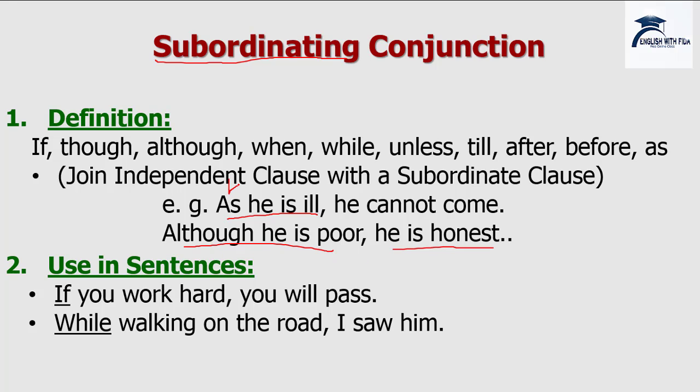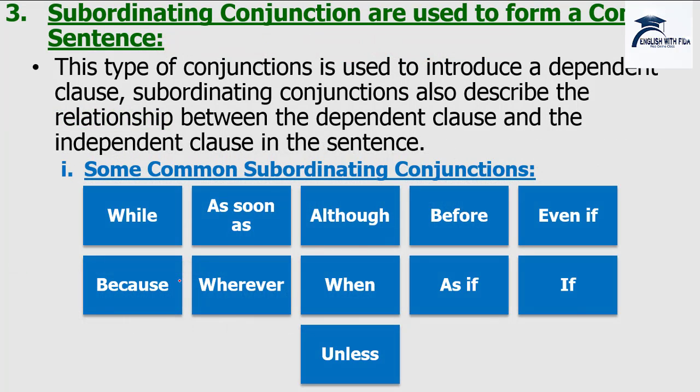At the start of the dependent clause, you can see a subordinating conjunction. In the first example, as, and in the second example, although, are subordinating conjunctions. Further examples: if you work hard, if is a subordinating conjunction; while walking on the road, again a subordinating conjunction. The clauses which these conjunctions start are called dependent clauses. Subordinating conjunctions are used to form a complex sentence. Whenever these conjunctions are used to join two clauses, that sentence will be called a complex sentence.